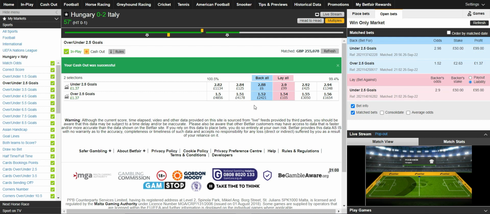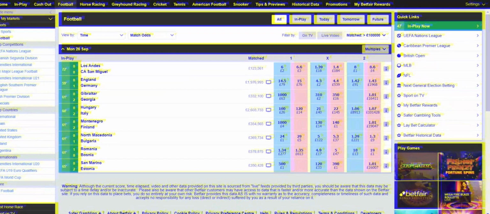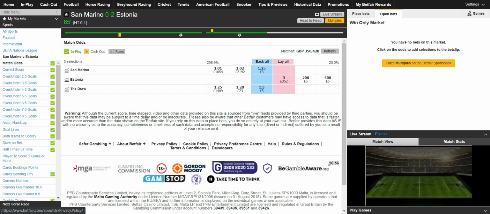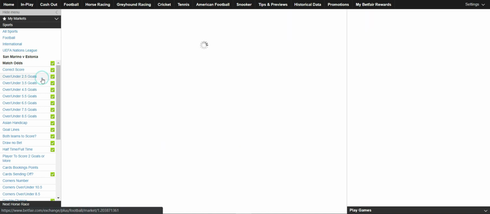£1.37 from that one. On to the next one. And there we are, the mighty San Marino continuing their trend of never having won a competitive match. They have just conceded a third goal.